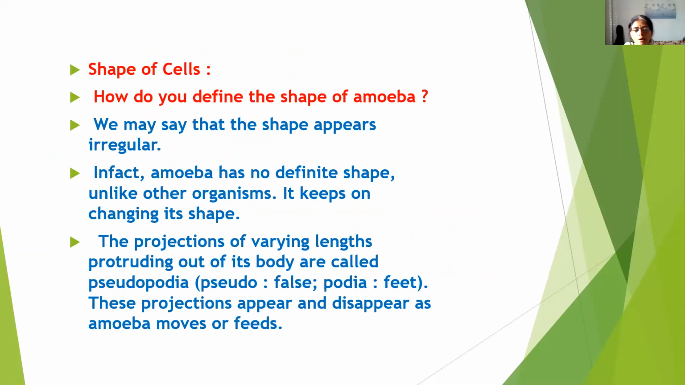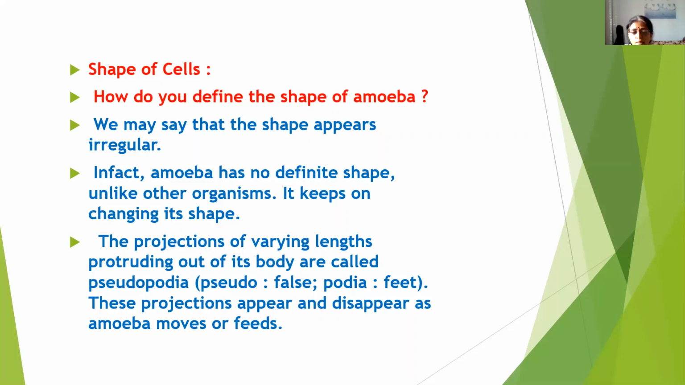And how do you define the shape of amoeba? The shape of amoeba appears to be irregular. That is, we can say it has no definite shape. It keeps on changing its shape. What is the projection or protrusion out of the body of amoeba called? Pseudopodia. And sometimes these projections or protrusions appear, or sometimes they disappear. Whenever amoeba moves, the projections appear.